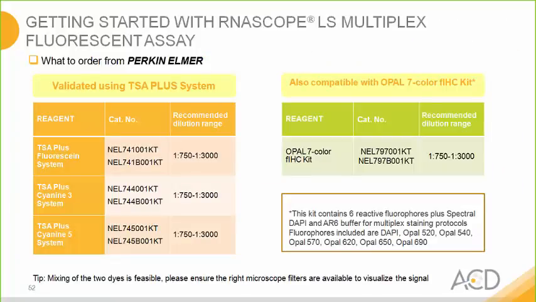Here's the information on what you would need to purchase from PerkinElmer. We have validated the assay using the TSA Plus system, and that uses the TSA Plus fluorescein, cyanine 3, and cyanine 5 system. We've also found that our assay is compatible with the Opal 7-color IHC kit, as seen below.